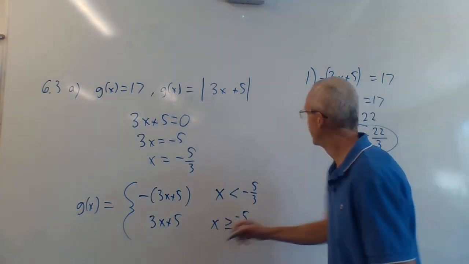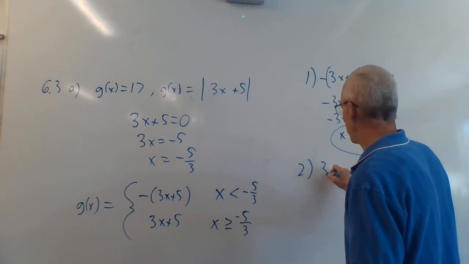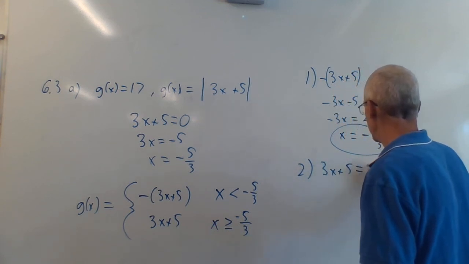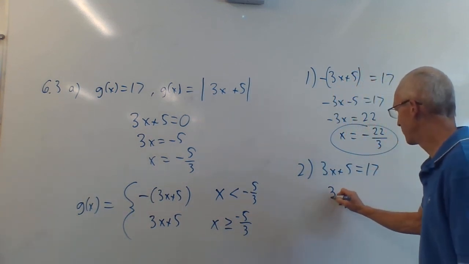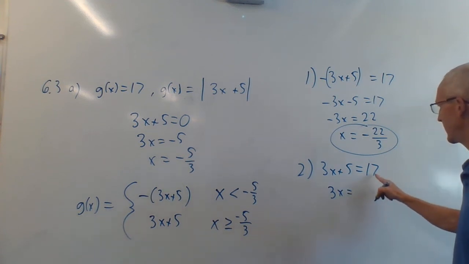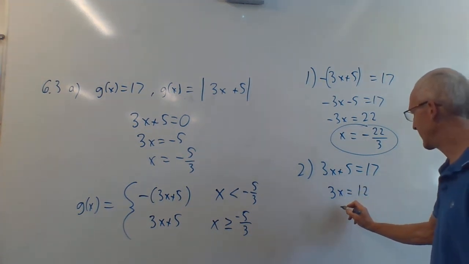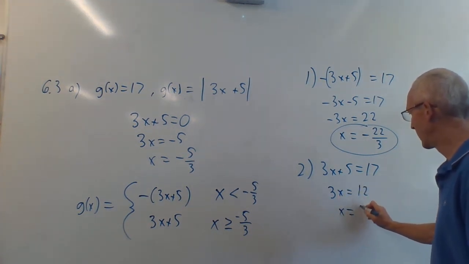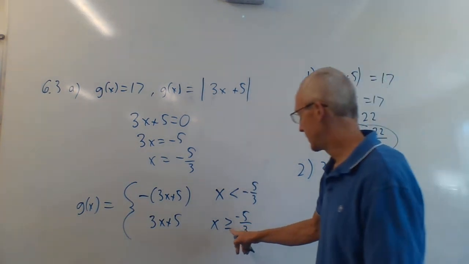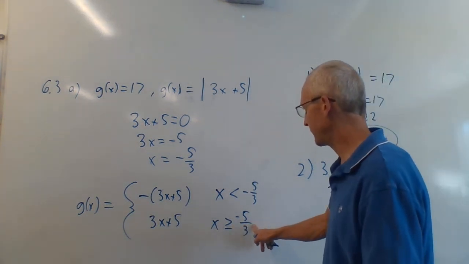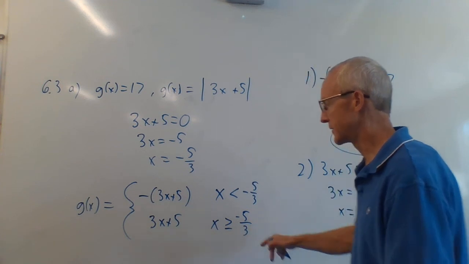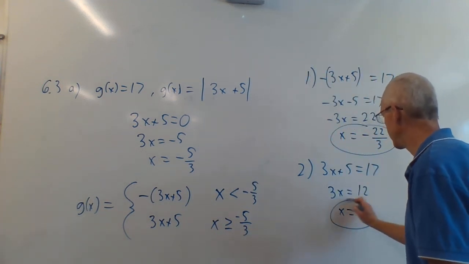Now let's try this one. 3x plus 5 is equal to 17. 3x is equal to, subtract 5, 12. Oh, I like this math. x is equal to 4. Is 4 greater than or equal to negative 5/3? Well, yeah, it's positive, so it's greater than or equal to negative 5/3. So that is an answer too.